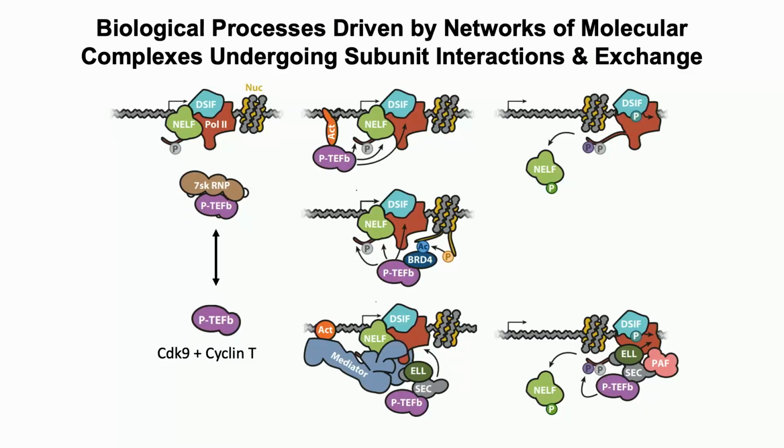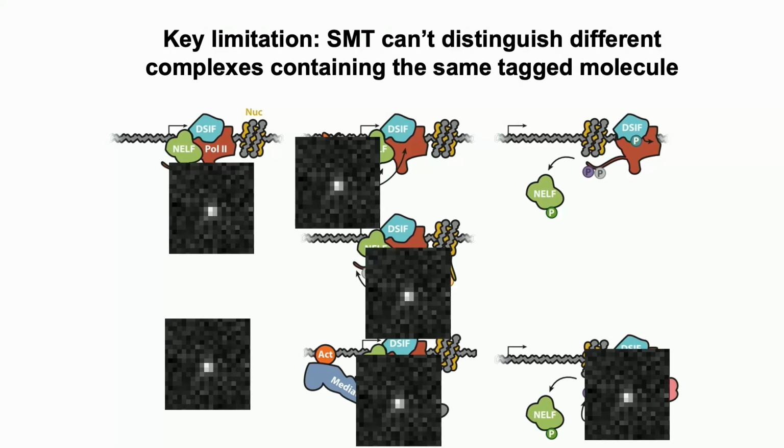And so if I label one of the components of P-TEFb, I have no idea what these proteins are doing in a cell, because when I label them and I look at them at the single molecule level, there is nothing that looks more than a single protein than another single protein. And I have no idea what kind of complex they are engaged in.